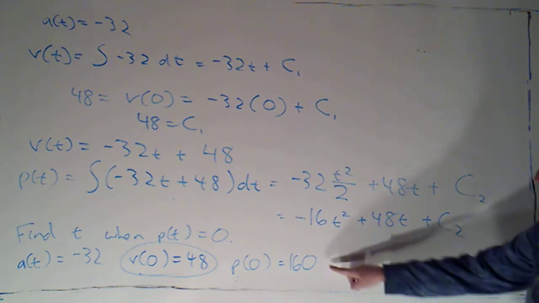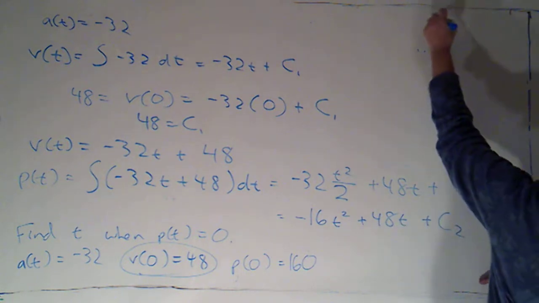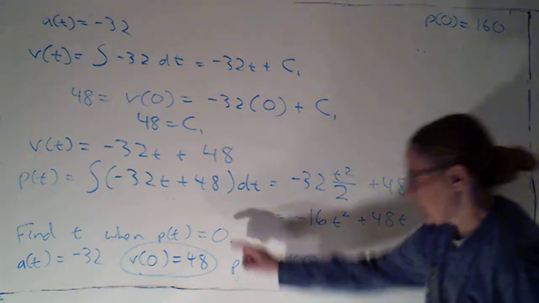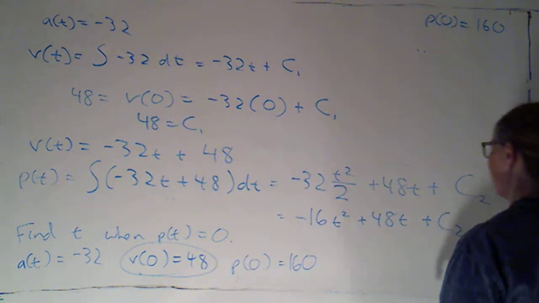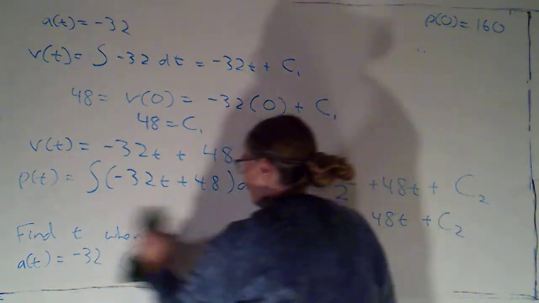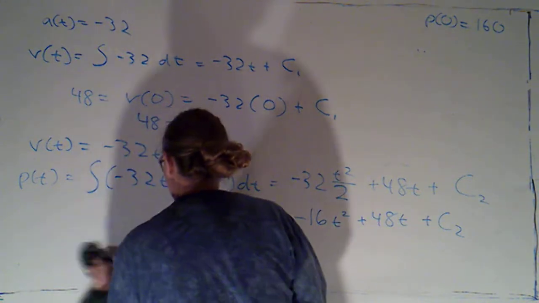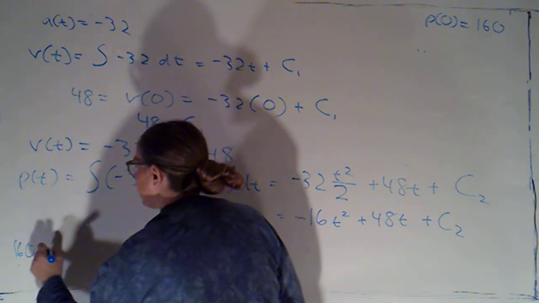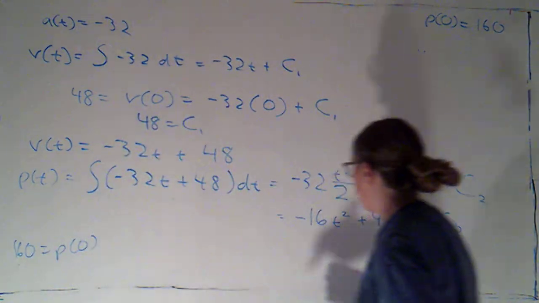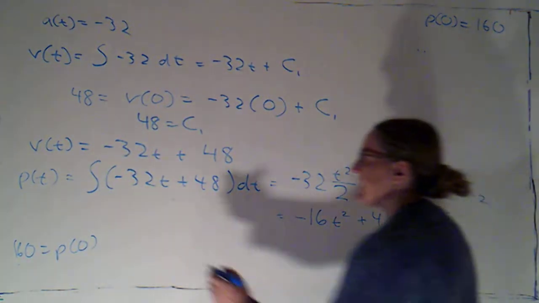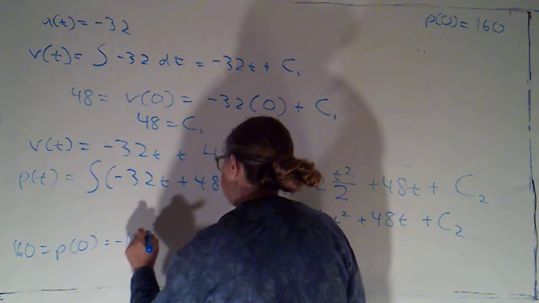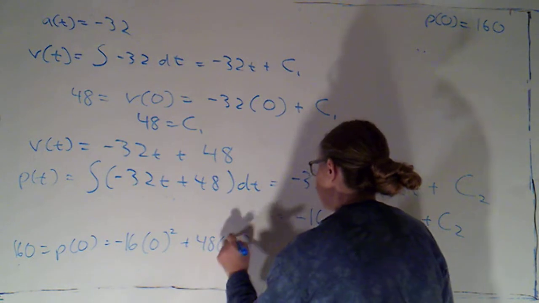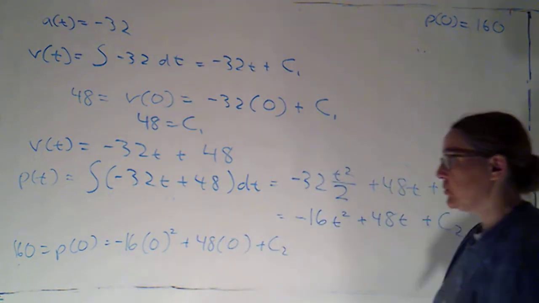Okay. Now, I'm going to use this initial condition. So let me just write down what I've got. P of 0 is 160. And let's remember, I want to find the time when this object lands. So 160 is what I get when I plug in 0 to my position function. But that's going to be negative 16 times 0 squared plus 48 times 0 plus c2.